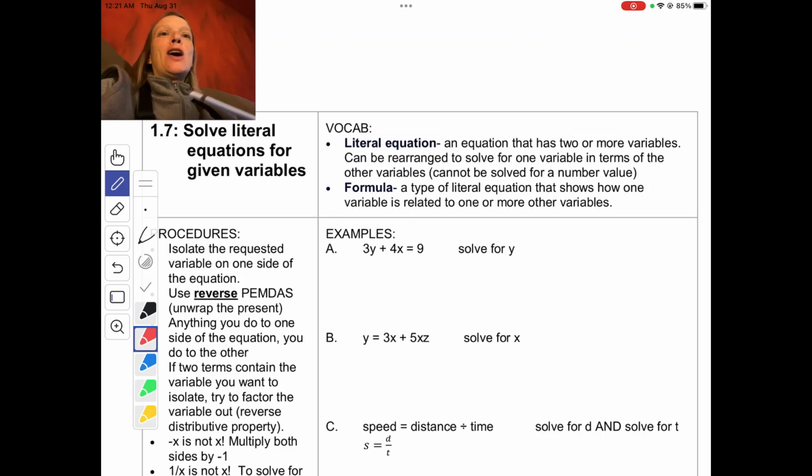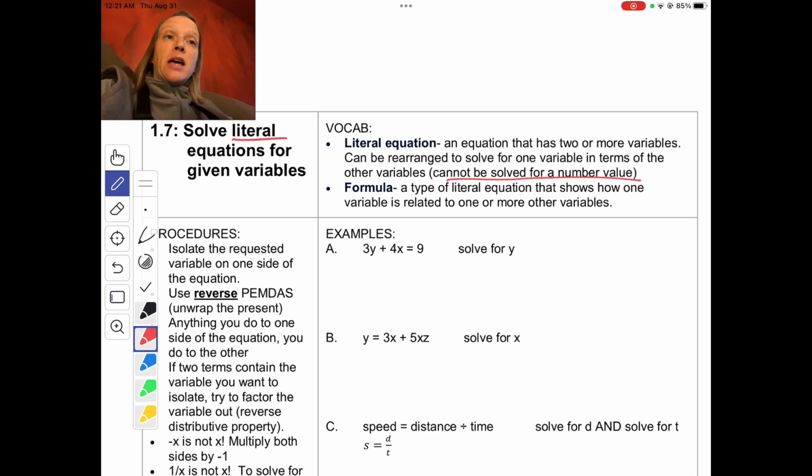Hi folks. We're going to look at how to solve literal equations for given variables. What do we mean by a literal equation? A literal equation has two or more variables. So if you just have one equation and it has two or more variables, you can't actually solve it and get a number answer. It cannot be solved for a number value. It can be rearranged, but it can't be solved for a number value.